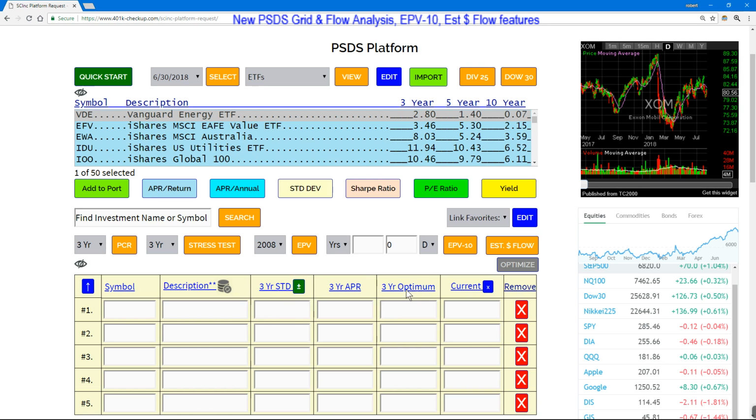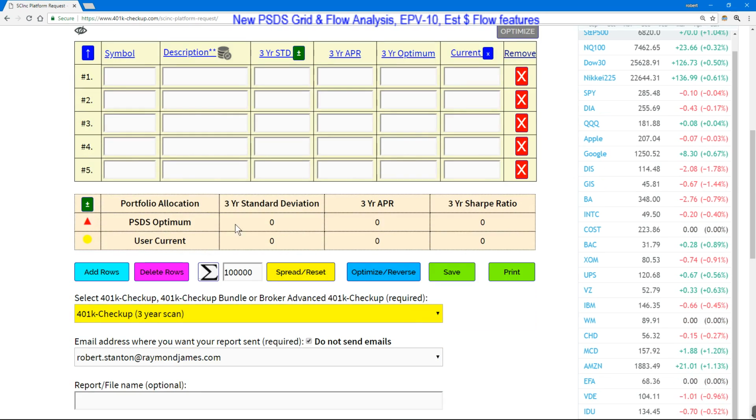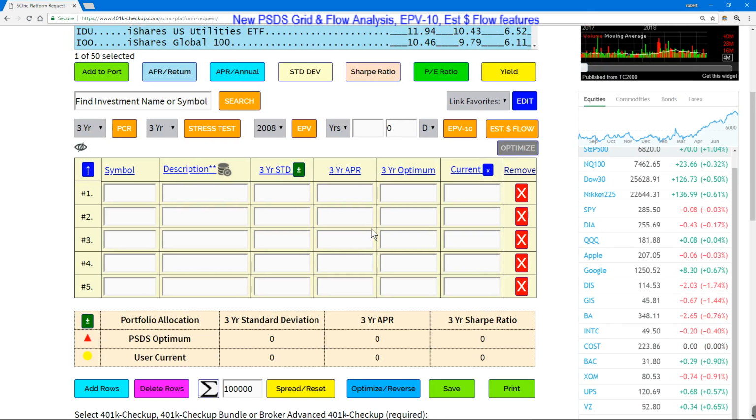Now you see, because we've created Optim, we're pulling the data directly from a scan and importing it directly to the grid page. It's also on the scan report, but it's now on the grid page here too. And down below, you can see we pull from the scan the optimum standard deviation, APR, and Sharpe ratio, as well as your user input. So that's information from the scan that is now on the grid.